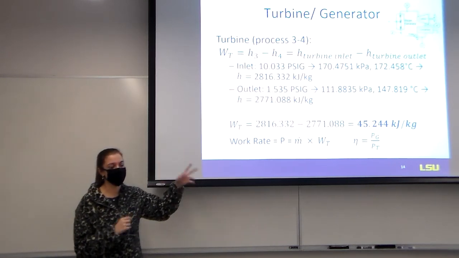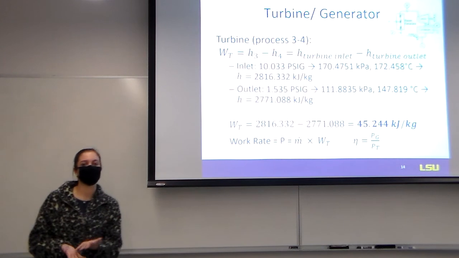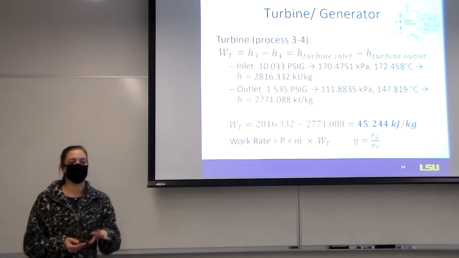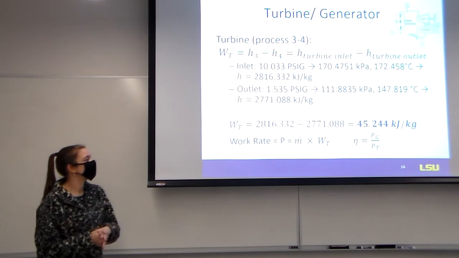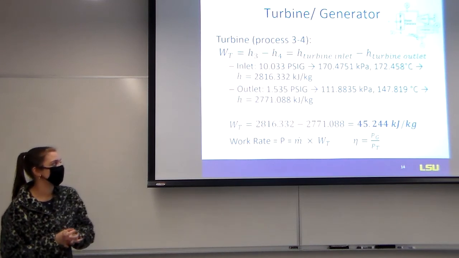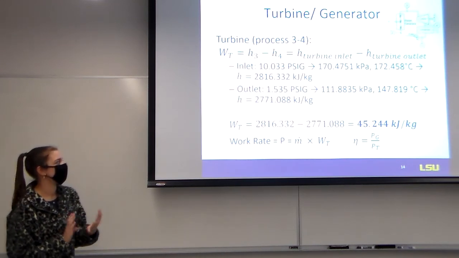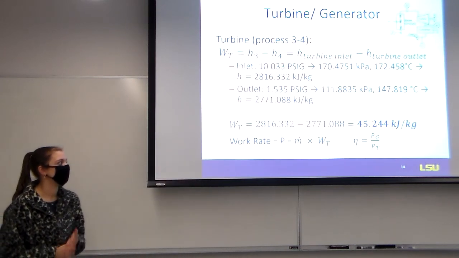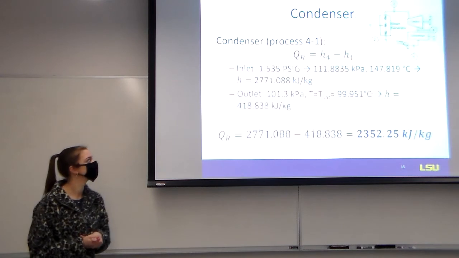And then the same process works for the turbine generator, except when you're looking for the work rate, you multiply that by the mass flow rate. That is something that I do not have because we don't have the volume that was consumed by the boiler, because it was lost to the floor. And then the efficiency would be the power of the generator over the power of the turbine, which would be this right here. And the work of the turbine was about 45 kilojoules per kilogram.